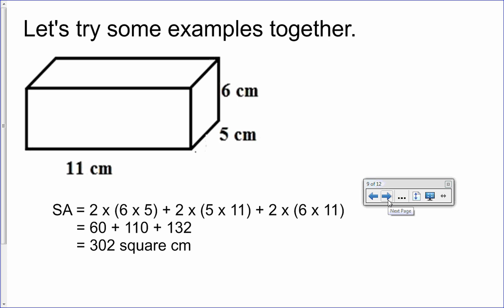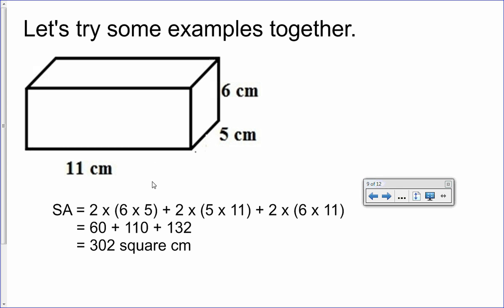Okay, take a look at this first example. I've had my length, my width, and my height all clearly labeled. So using my surface area formula, I'm going to say 2 times 6 times 5. So this will take care of both the left and right sides, plus 2 times 5 times 11. That will take care of the bottom and the top sides, plus 2 times 6 times 11. That will cover the front and back.